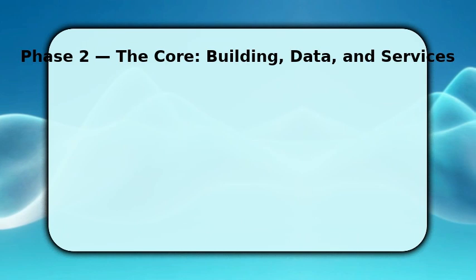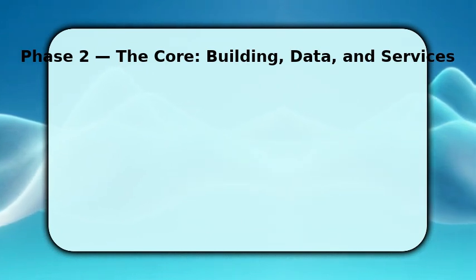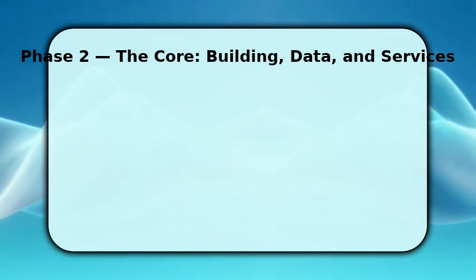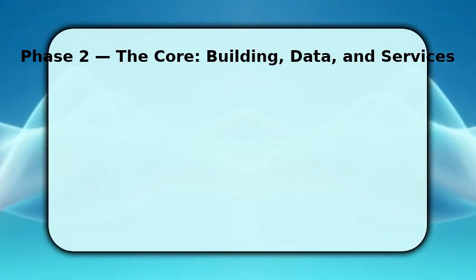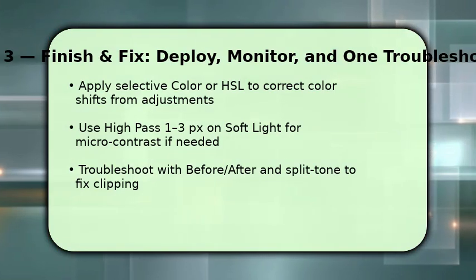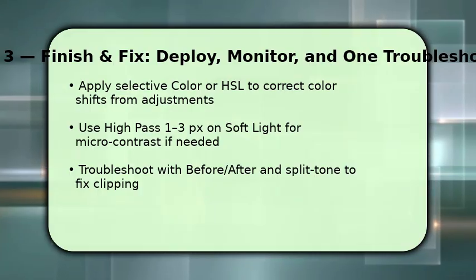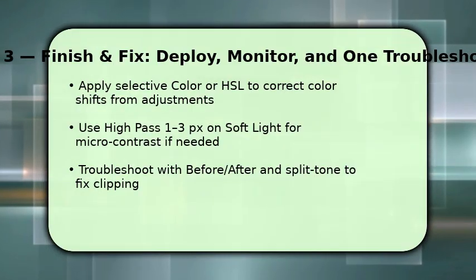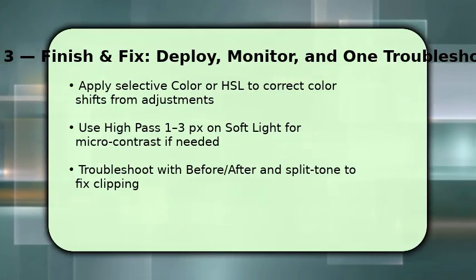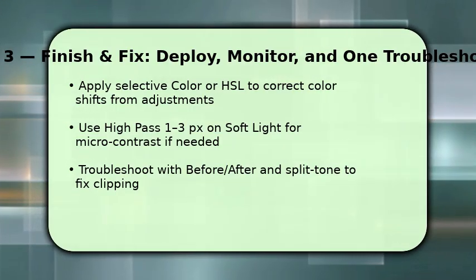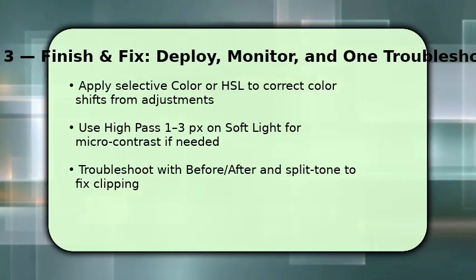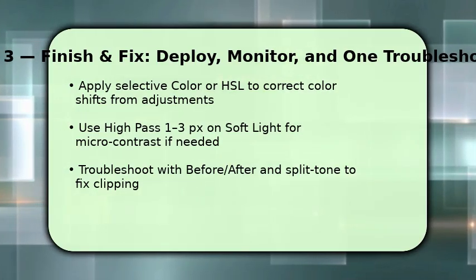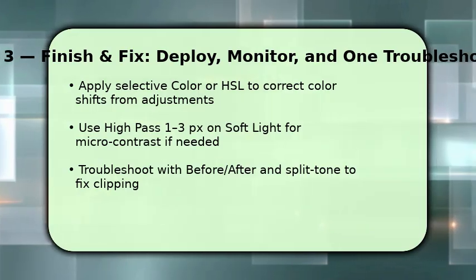Once done, check transitions. Blend using reduced opacity or low-flow brush strokes to keep lighting believable and natural. Finish by balancing color and micro-contrast. Use selective color or HSL to correct any hue shifts caused by dodging and burning. This preserves skin tones. For subtle sharpening, duplicate, apply high pass at 1 to 3 px and set to soft light, then mask where needed.